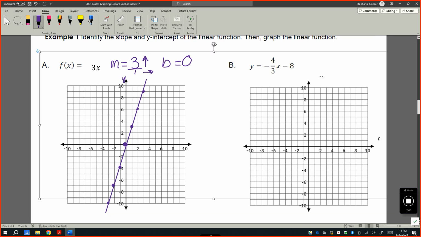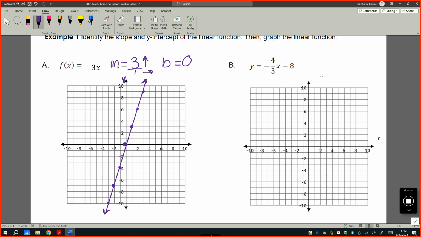okay? And then very important, we can't leave it like that. We have to put arrows on our line. If we don't have arrows, that's not a line. That's a line segment, right? And that's not what we're graphing. We're graphing lines, okay? Any questions I can answer for you about this one?